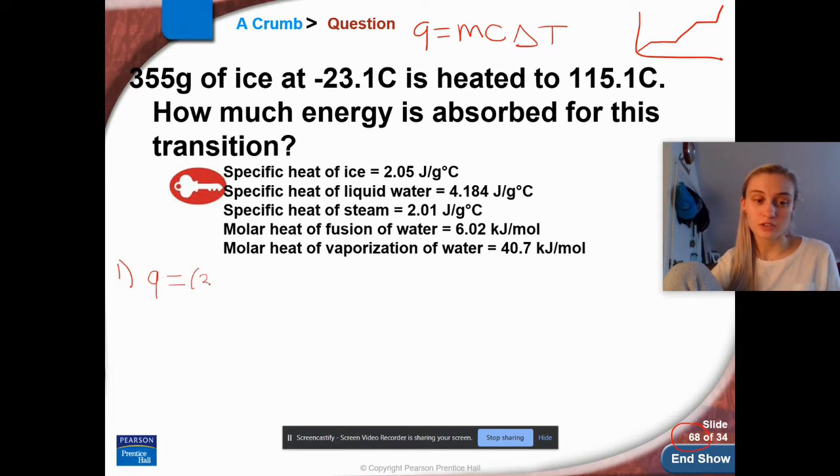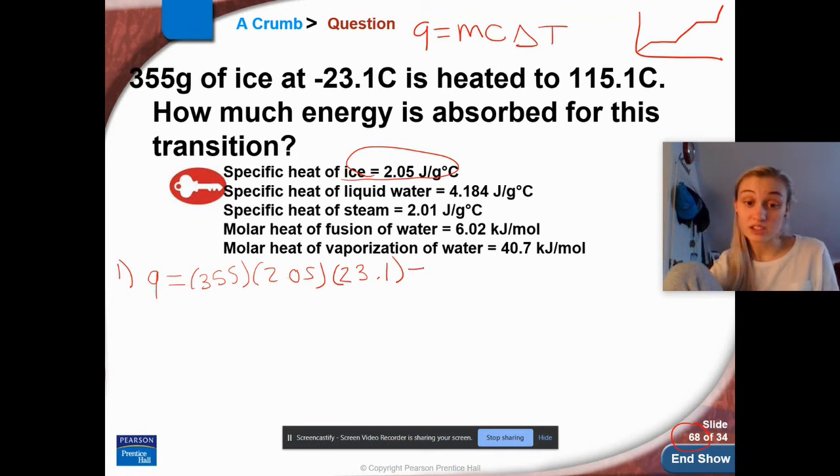We have 355 as our mass. Our C for ice is 2.05. And then our delta T is going to be 23.1 degrees Celsius. Remember, when we get to 0, that's when our phase transformation happens, and that's why I only went from negative 23 degrees to 0. That difference in temperature is just 23 degrees.